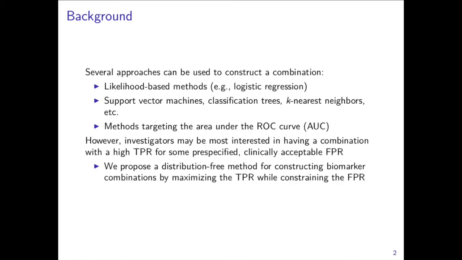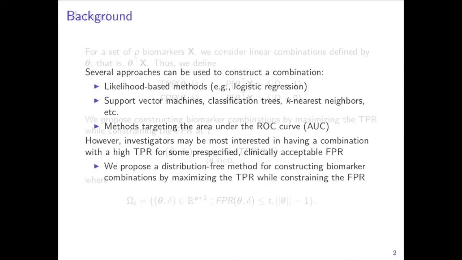So there's been a lot of work done on this, but what I would propose is that some investigators are not interested necessarily in the entire ROC curve, but rather are interested in a specific false positive rate and would want a combination that optimizes the true positive rate for that false positive rate. So somebody might say, I can tolerate a false positive rate of 10%, so do the best you can within those confines. And that's what we're getting at. So to that end, we propose a distribution-free method for constructing biomarker combinations by maximizing the true positive rate while constraining the false positive rate at some user-specified level.